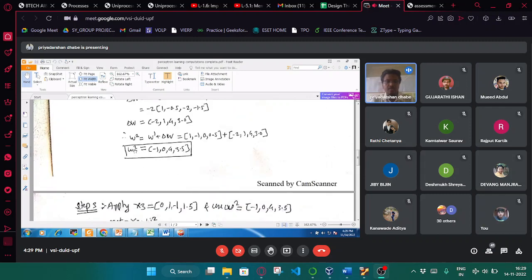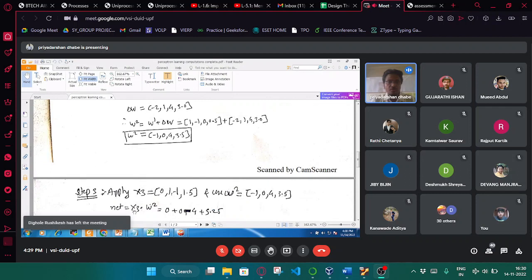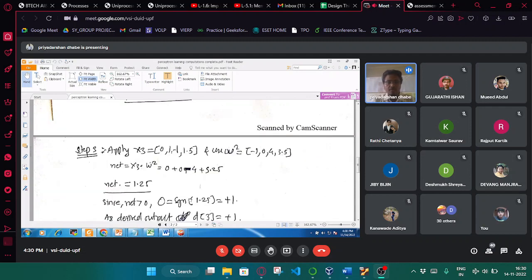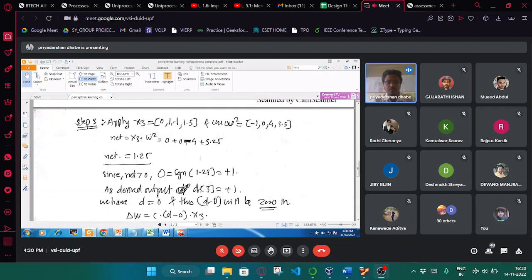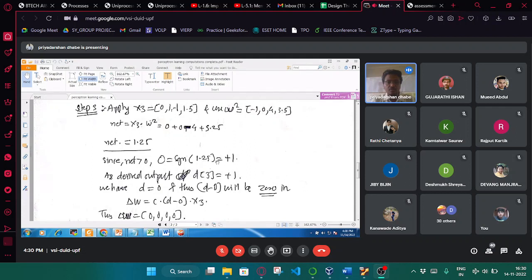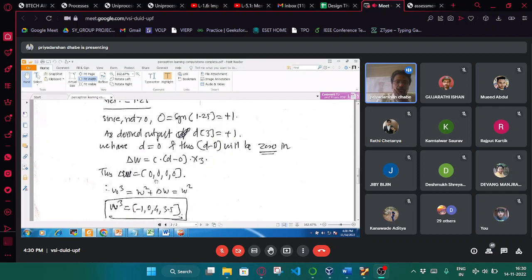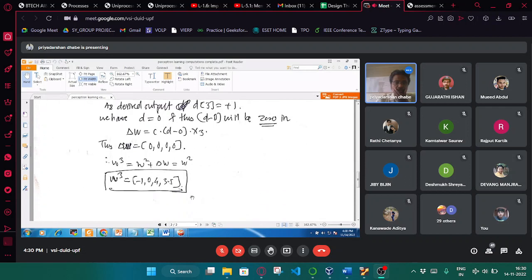Now this W2 is used when we apply the third pattern x3. So net can be calculated as the dot product of x3, the third input pattern, with the weight vector W2, and we get net as 1.25. Net is positive, so O is positive, and the desired output for the third pattern is also positive. So D minus O will be 0, and thus delta W will be evaluated as a zero vector. So we get W3 equal to W2 as it is. So after application of the first, second, and third input patterns, we get the weight vector W3.